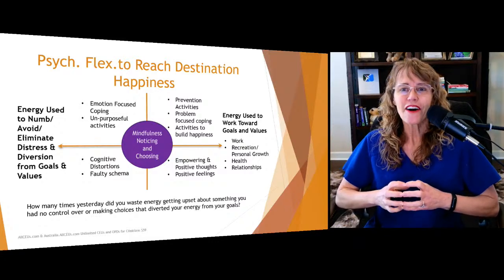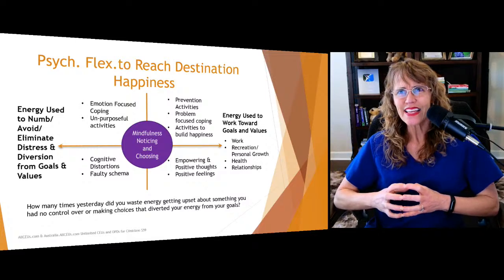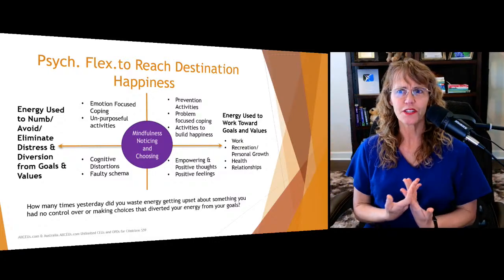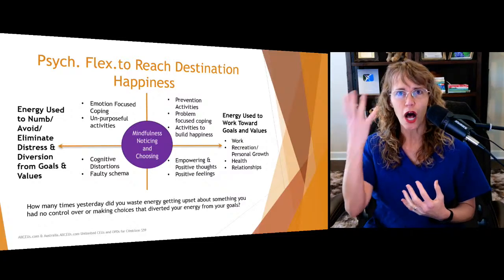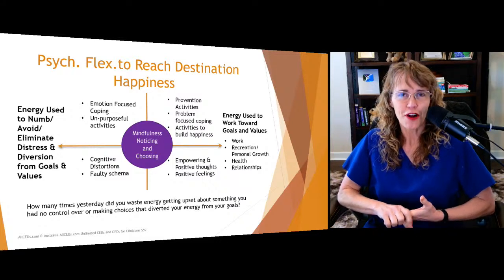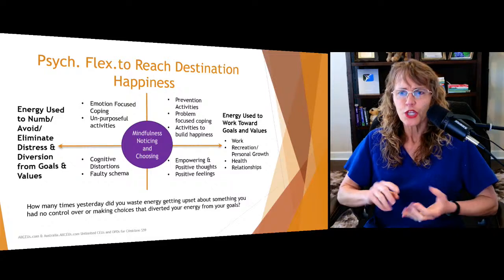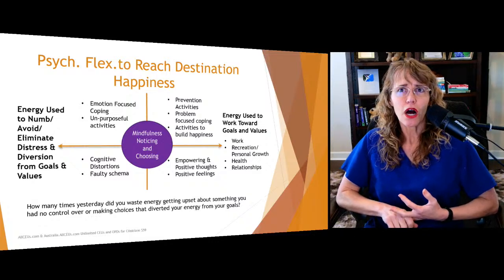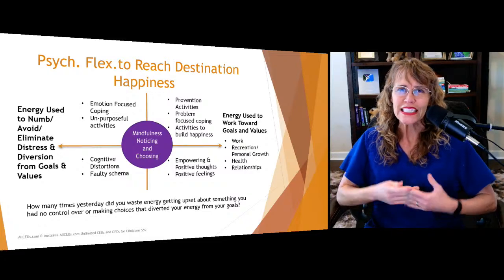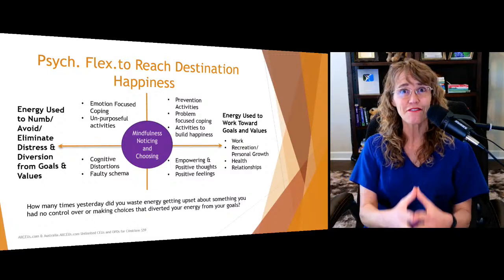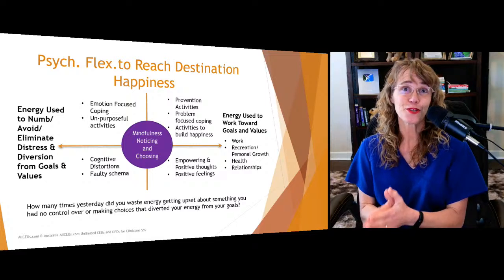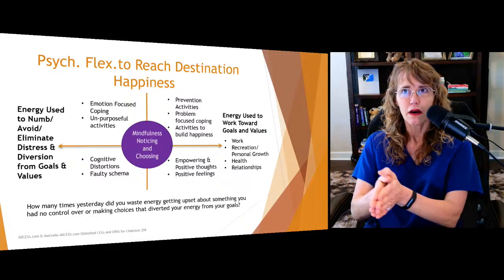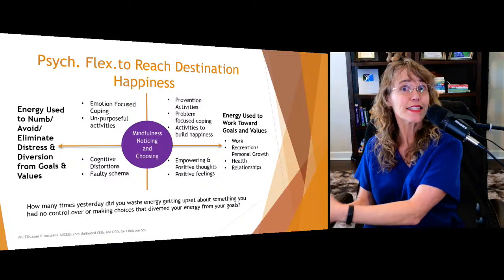Unpurposeful activities are also a waste of energy. I don't mean everything has to have some super overarching purpose, but doing things impulsively, like getting into fights and choosing things on autopilot that actually move us away from our rich and meaningful life. Using cognitive distortions and faulty schema, and we've talked about that in a lot of other videos. A lot of times our schema, our shortcuts to interpret and perceive the world, are emotion-based instead of fact-based, which can lead to cognitive distortions. And it's important to help people recognize those and start adjusting their schema to be based on facts in this context at this time.